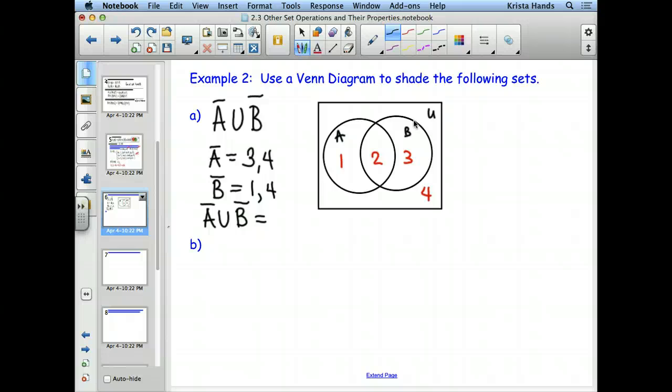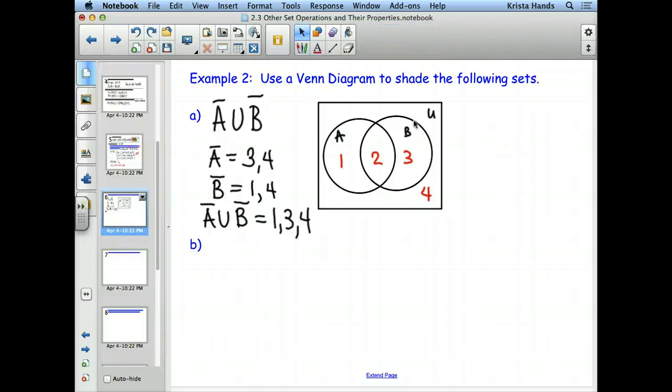Here, let me do it this way. What would you like for your answer to be, Carrie? 1, 3, and 4. Okay, that's correct. So union means I get everything. Right? Union is that marriage idea. I get everything that's included everywhere. Okay? So I get 1, 3, and 4.